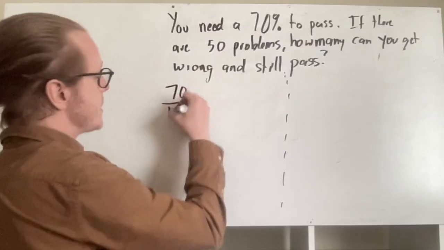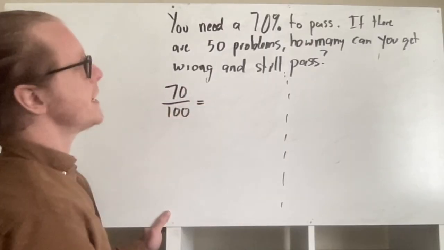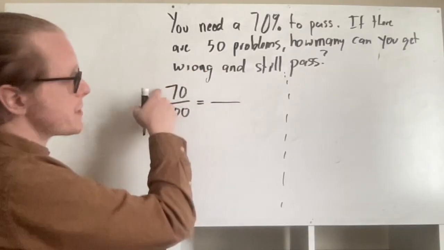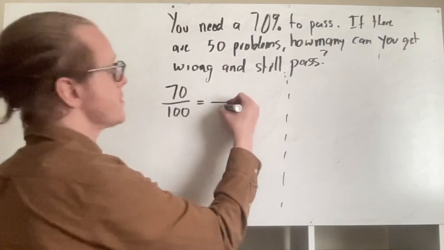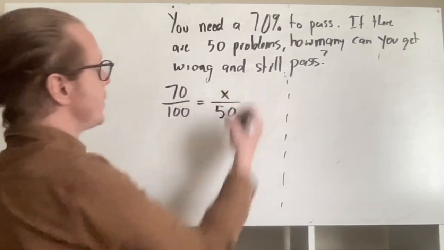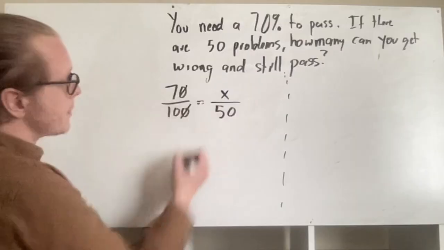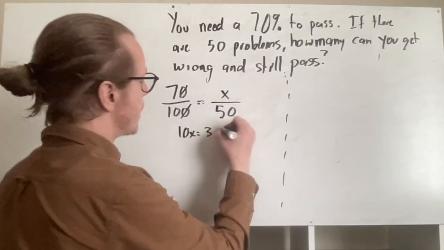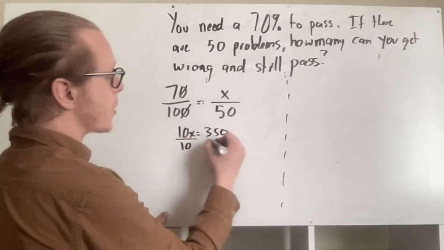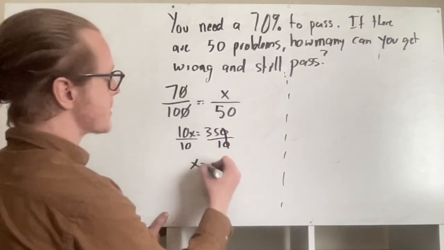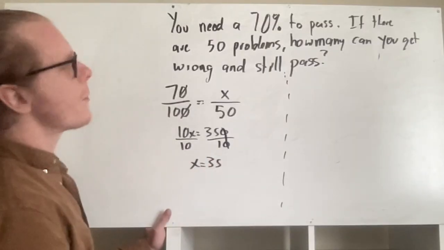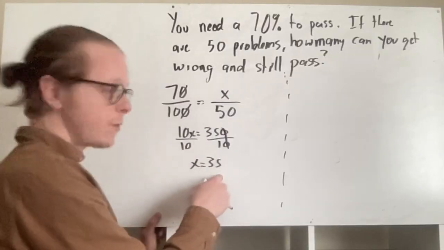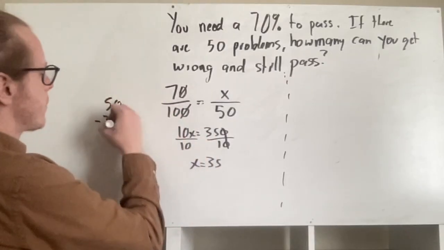So I could say, well, 70 out of 100 is equal to, okay, does this 50 represent the 100% or the 70%? If that's the total number of questions, so 50, and here I'd put x. Let's go ahead and make our life a little easier. Cross off a 0. We get 10x equals 350. We divide by our coefficient, and we get x is 35. So what this tells us is we need 35 questions right, which means how many can we get wrong?